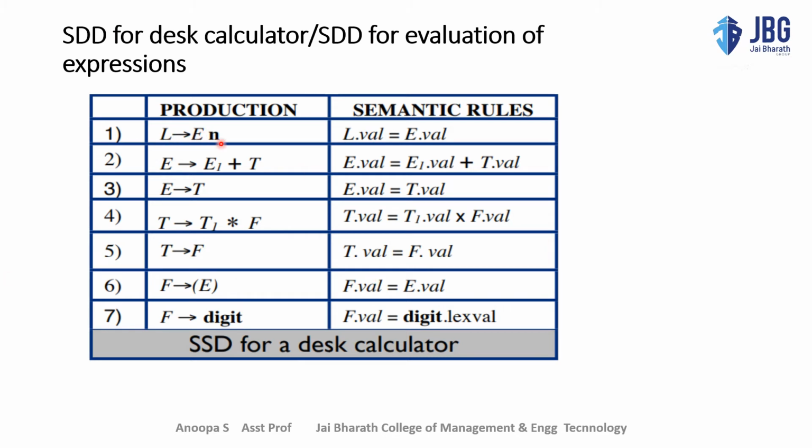L giving En, E giving E1 plus T. I have already explained why this 1 is given as a suffix, in order to identify it from the head. E giving T, T giving T1 star F, T giving F, F giving within a bracket E, and F giving digit.